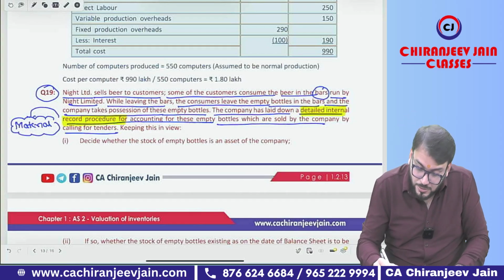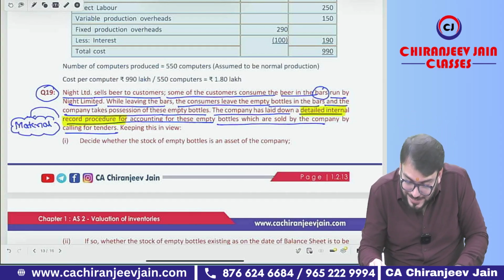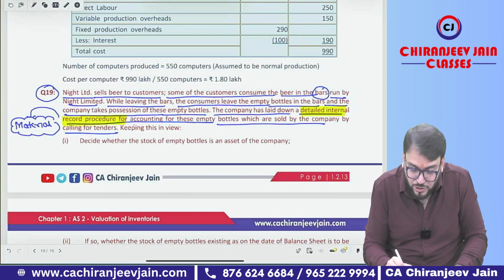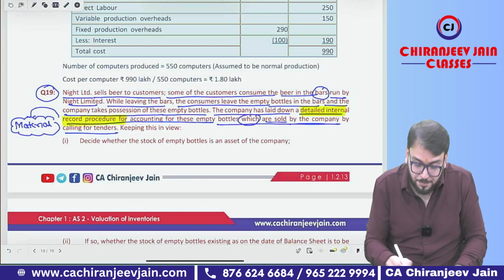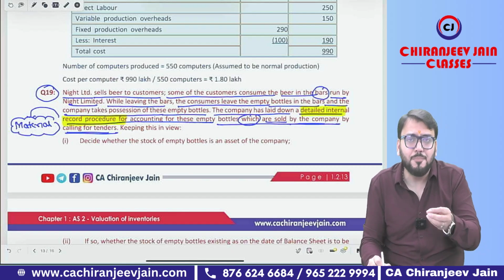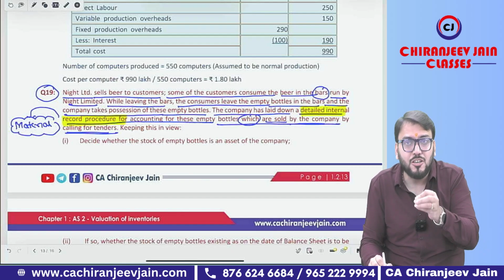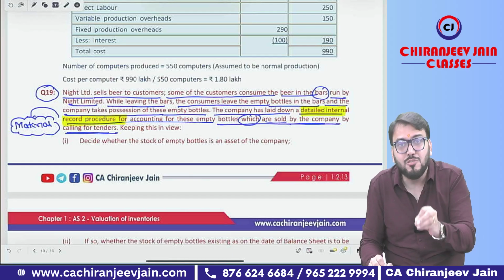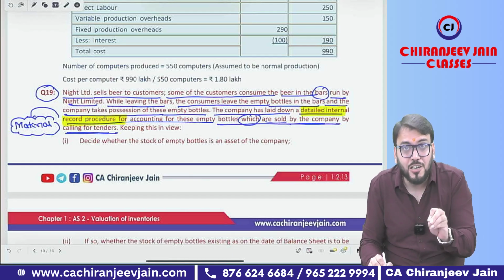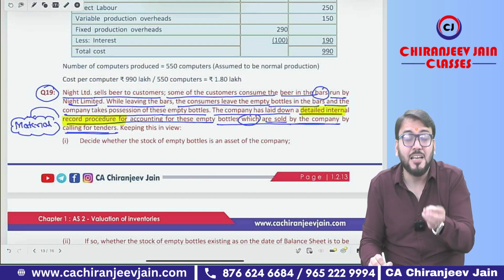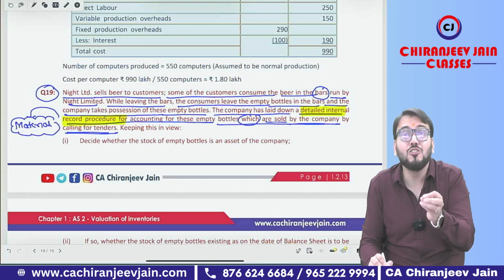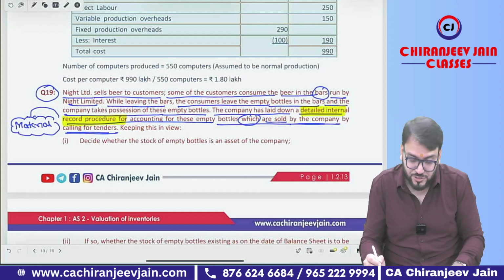Yes, sir. The company has laid down a detailed internal record procedure for accounting of these empty bottles, which are sold by the company by calling for tender. What is the company to do? They will call tender at the end of each month, and that is actually held for sale by calling tender. Held for sale. Now you need to understand whether it is held for sale in the ordinary course of business or not.